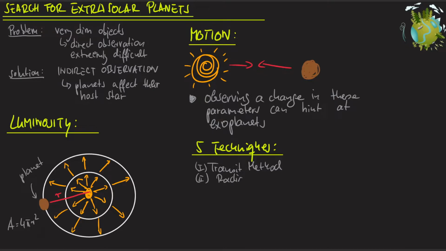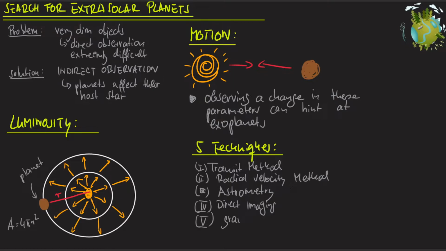The second one is the radial velocity method. It's basically also luminosity, but it's about the frequency of light that changes. The third one is the astrometry method, and then the fourth one, direct imaging. Both of these methods rely on the motion parameter. The last one is the gravitational microlensing method, and that again depends on a change of light that reaches us.